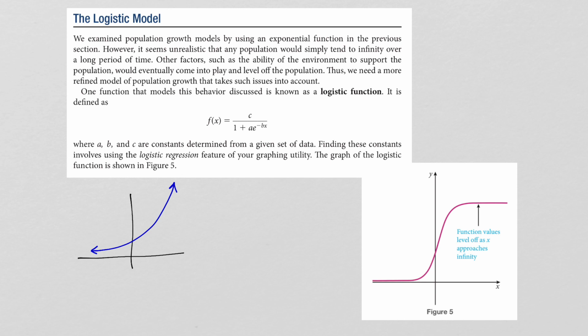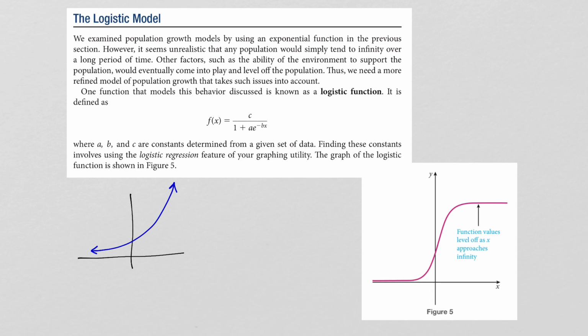So this brings up a different model for population growth called the logistic function. And its basic format is the function that you see here. And don't worry, I would not make you memorize this formula, okay? But these numbers A, B, and C are constants that are determined by a particular set of data. And if you find these constants, then you can estimate the population a little more realistically.